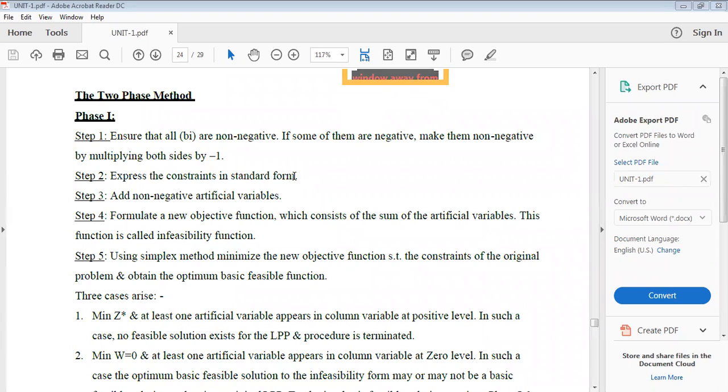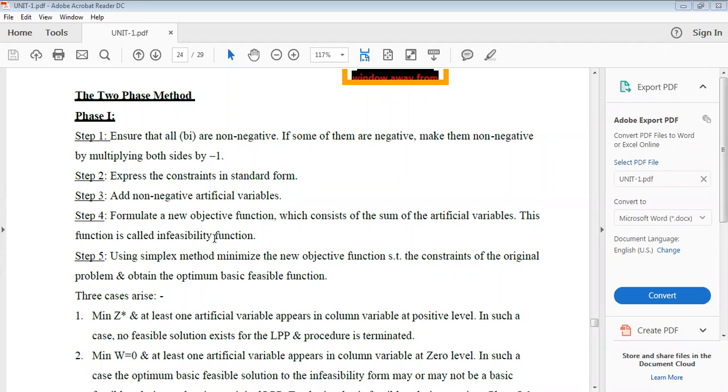Standard form means adding slack variables, surplus variables, and artificial variables, and thereby converting the entire constraints into standard form. Step three, add non-negative artificial variables. If there is a greater than or equal to constraint, then definitely you are going to encounter an artificial variable, and it has to be added. If it is less than or equal to, automatically plus S1, plus S2, like that you carry out the process. Whereas if it is greater than or equal to, then automatically minus surplus variable, minus S3, plus A1. Like that you formulate a new objective function as the sum of the artificial variables.